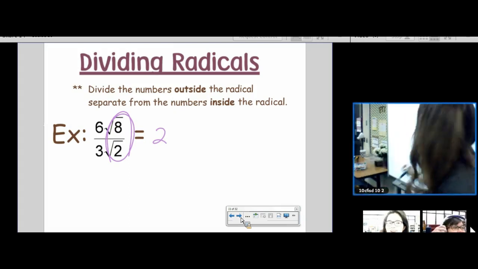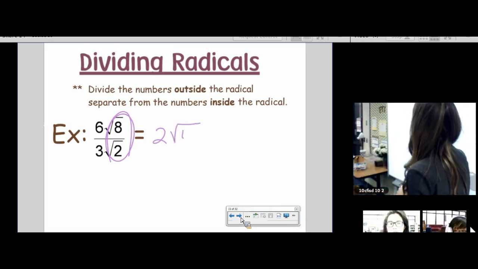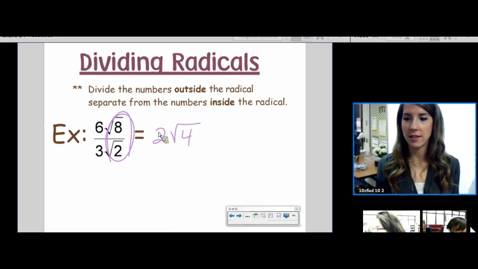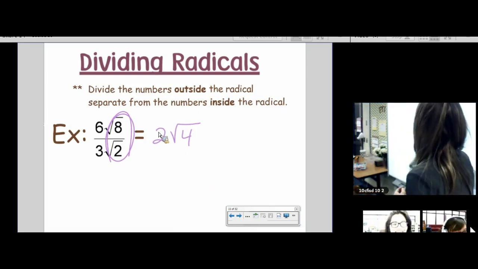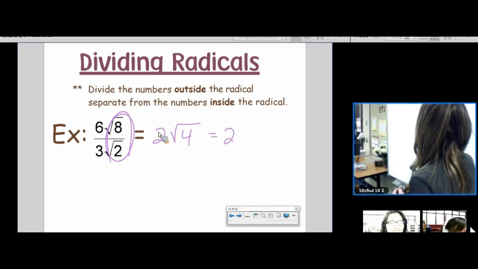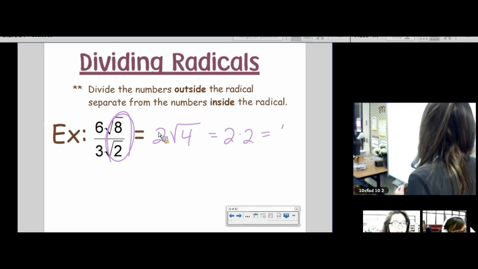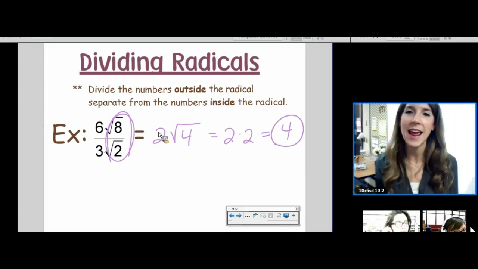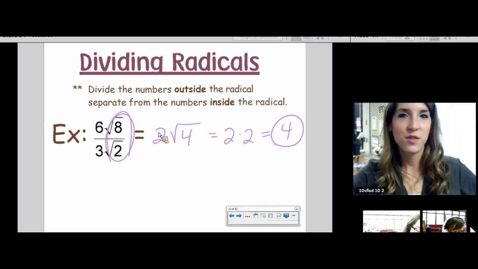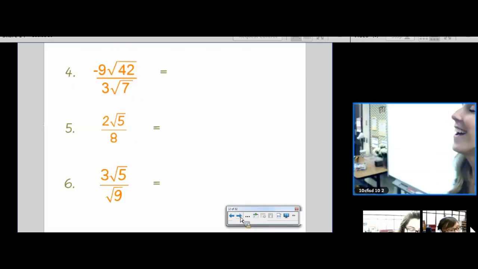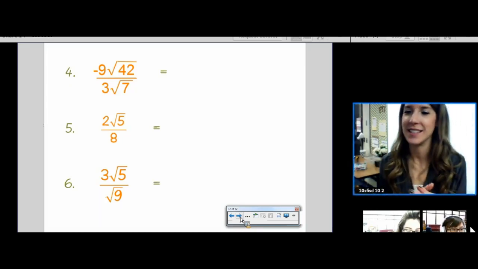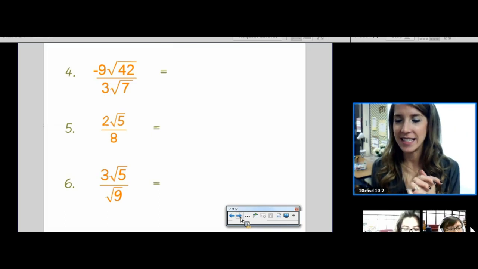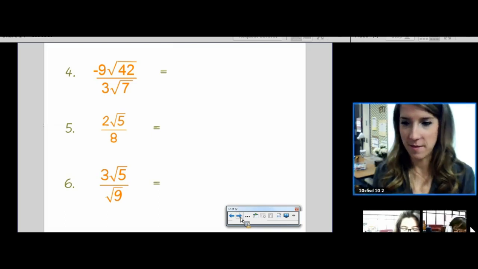8 divided by 2. And look at that. A perfect square, right? So the final answer is 2 times 2. Wow, who knew that 6 root 8 divided by 3 root 2 was just 4 all along? Okay, try these 3 problems, number 4, 5, and 6, and then we'll go over them.